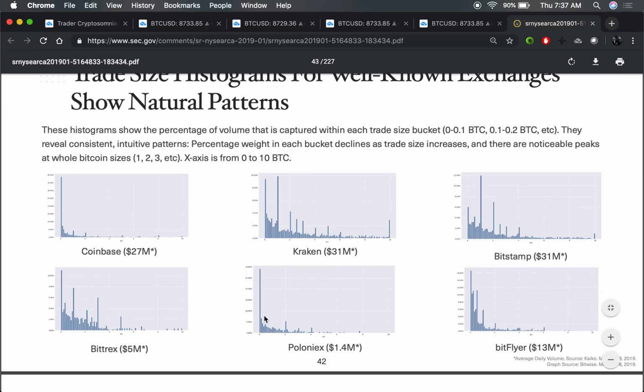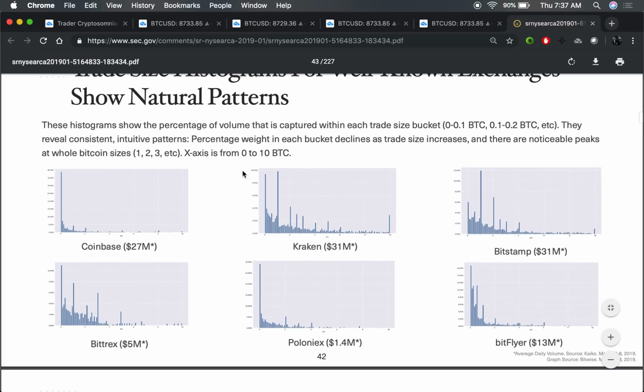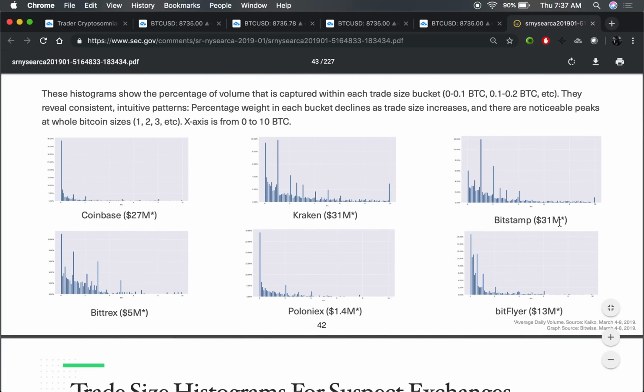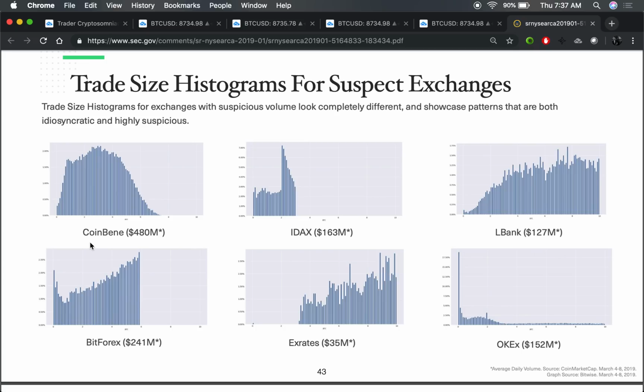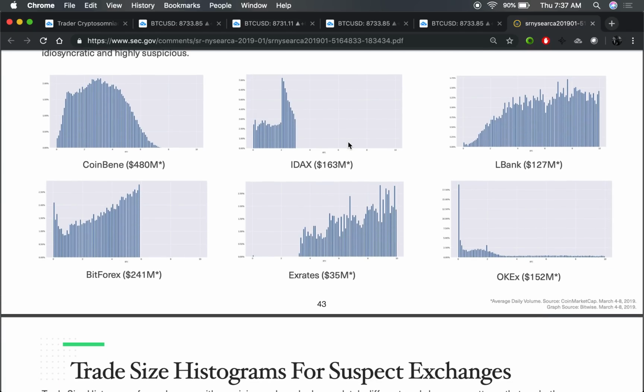So here you can see trade size histograms for well-known exchanges. You can see Coinbase, which is a very reputable exchange in the United States. Coinbase has about 27 million volume. Kraken has 31 million. Bitstamp has on average 31. Poloniex has 1.4. And as you can see here, the fake exchanges: Coinbean, I don't even know what this exchange is, but has somehow 480 million. Bitforex has 241 million. X-Rates, OKX, 152 and 35. So if you're trading on these exchanges, more than likely at one point or even now, you are going to be subjected to fake volume, low liquidity.